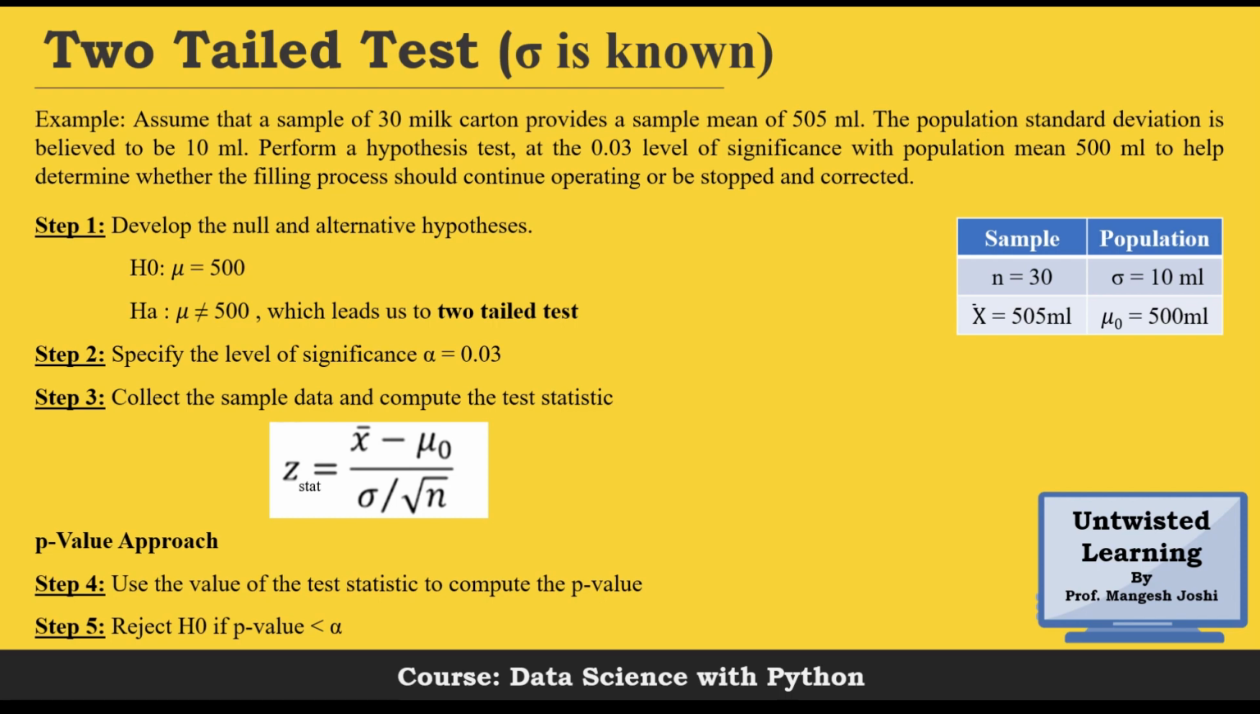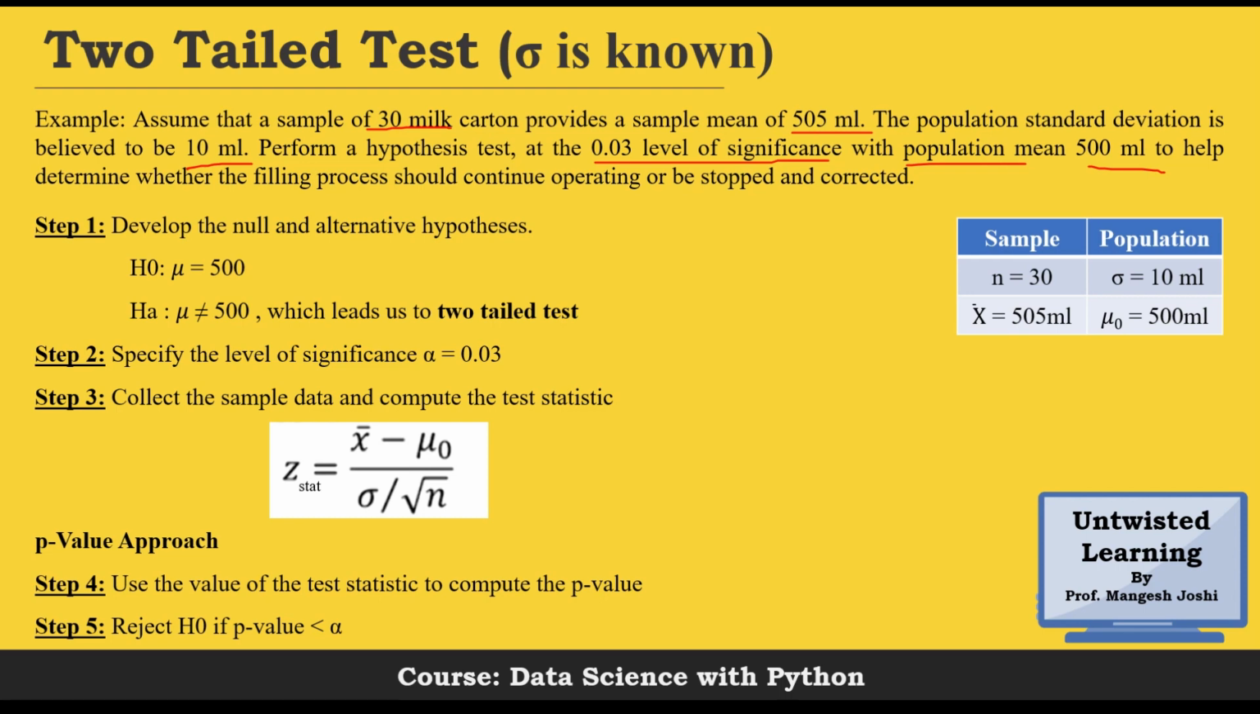Now we will move on to the two-tailed test when sigma is known. Assume that a sample of 30 milk cartons provides a sample mean of 505 ml. The population standard deviation is believed to be 10 ml. Perform a hypothesis test at 0.03 level of significance with population mean 500 ml to help determine whether the filling process should continue operating or be stopped and corrected.